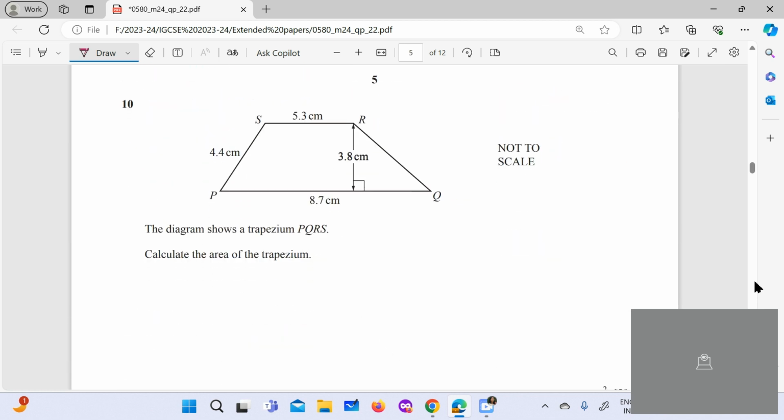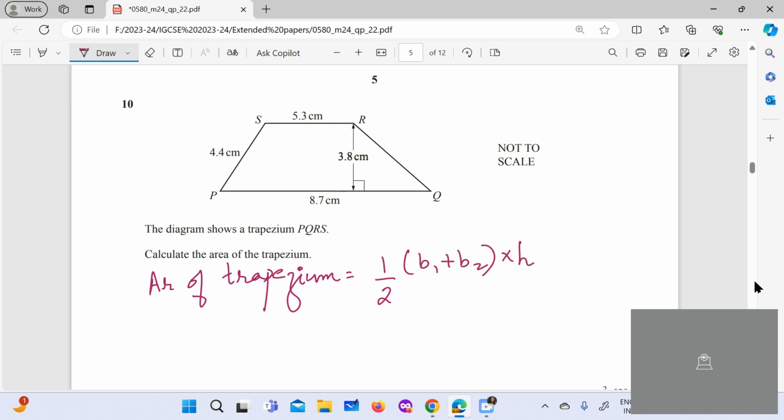Now the next question is, the diagram shows a trapezium PQRS. Calculate the area of the trapezium. So you know the area of a trapezium. In this question the formula is not given, so it is important for you to know some basic formulas. So it is half, base 1 plus base 2, times height. Okay. So half. So what is your base 1 here?